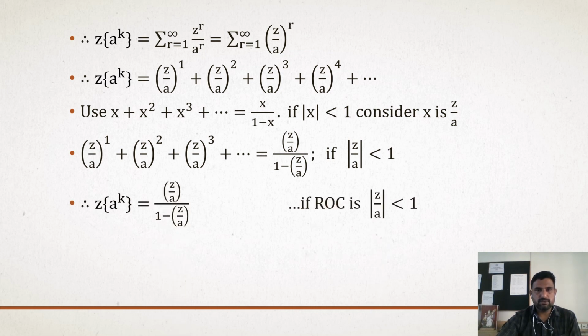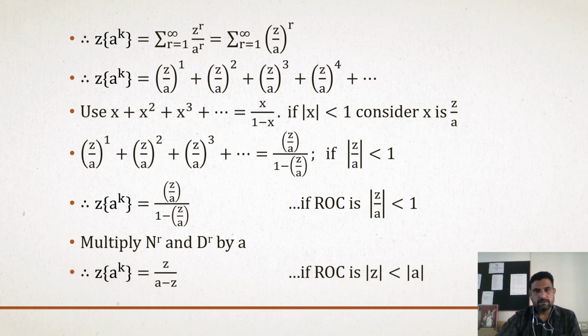So the z transform of a raised to k is z upon a divided by 1 minus z upon a, but a is in the denominator, so multiply numerator and denominator by a. So z divided by a minus z is the z transform, and here the condition is mod x less than 1, x is z upon a, so mod z upon a less than 1, that is mod z less than a. Shifting a to the right side, mod z less than mod a, and the z transform of a raised to k is z upon a minus z. So this is the z transform of a raised to k if k is less than 0.